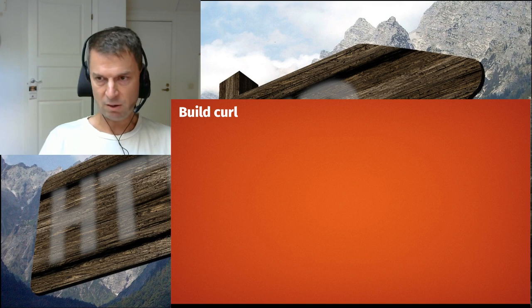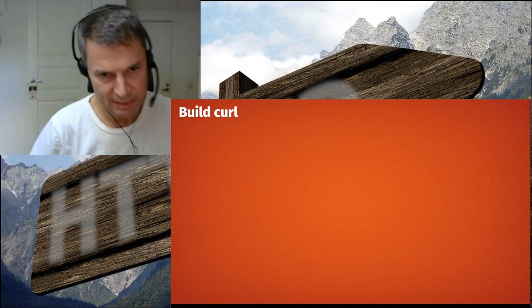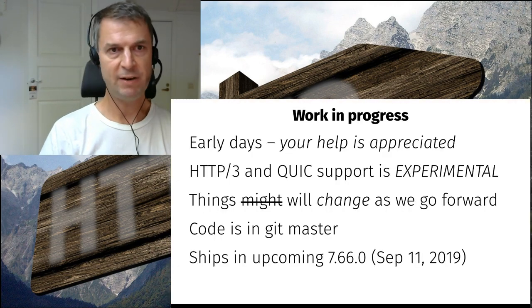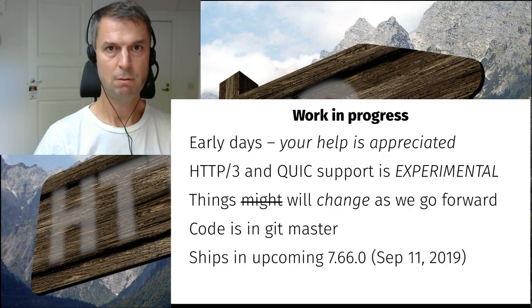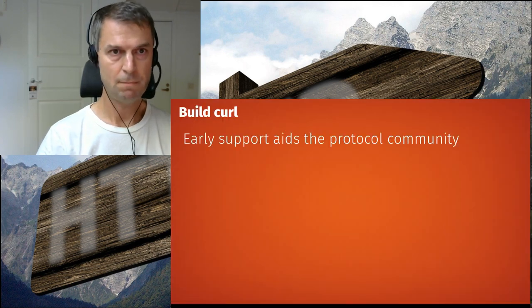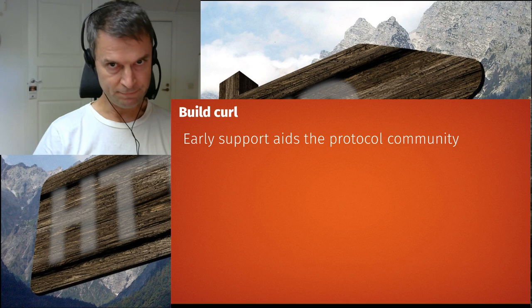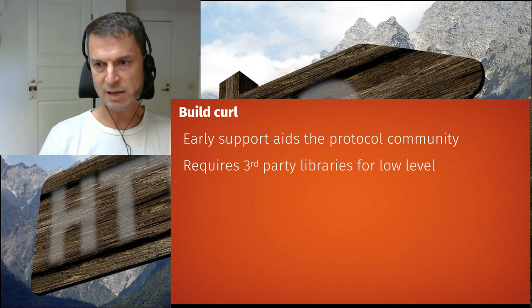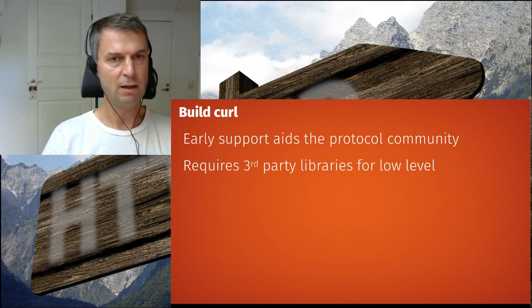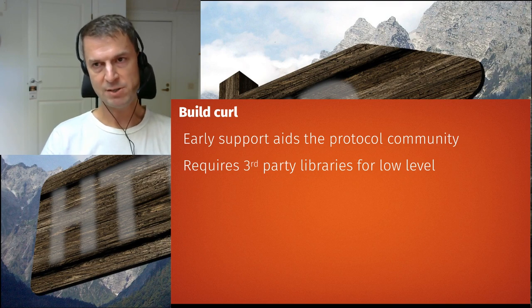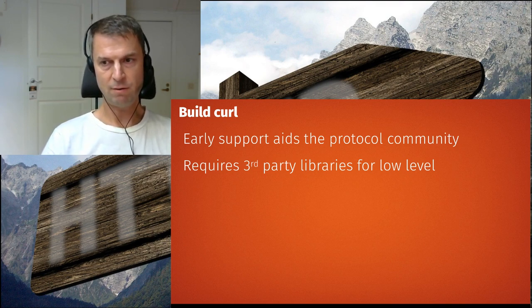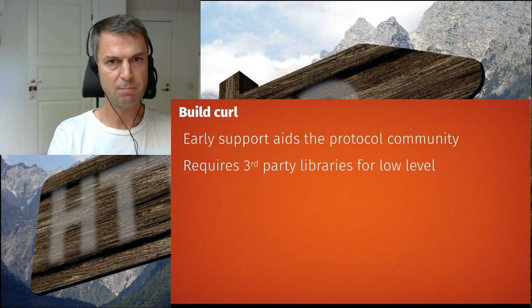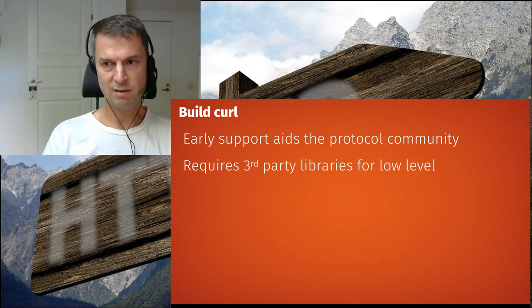So how to build curl to do HTTP3? Also very new and fresh. We rely on third-party libraries for the low level, and as I talked to you about already, there are plenty of QUIC libraries and HTTP3 libraries, and they're also all experimental pretty much because they're all supporting draft versions of the protocols, and they are fairly complicated protocols, at least QUIC.